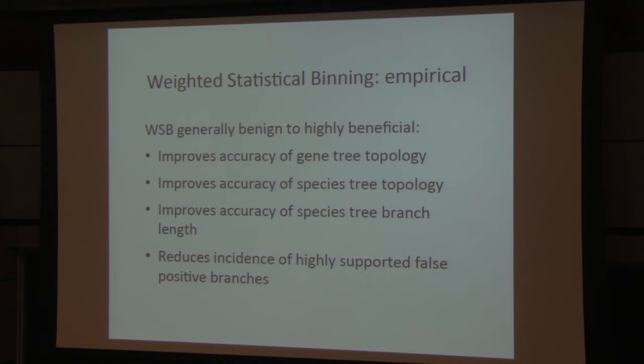It also improves everything else we looked at. Branch length estimation, the incidence of highly supported false positive branches. The gene tree topologies I've already shown get better. The species tree topologies get better. Everything gets better. Okay? It's almost magic, right? We're getting better gene trees, so we get better species trees, we get better branch lengths.